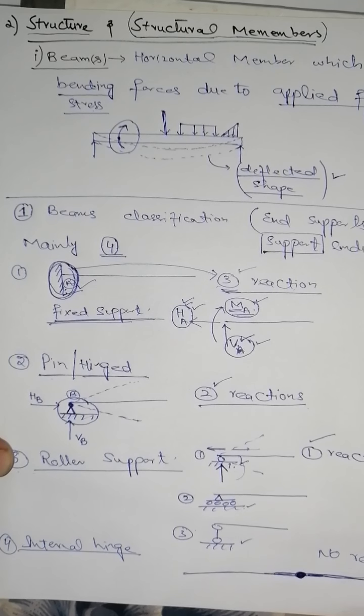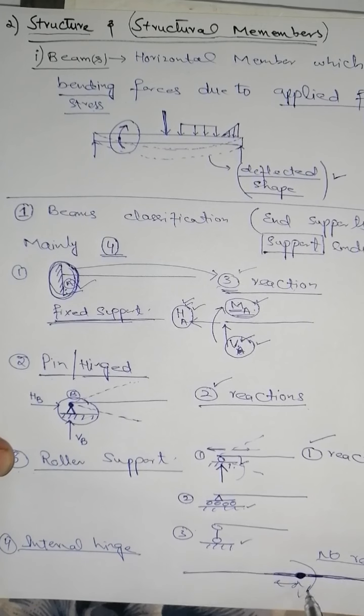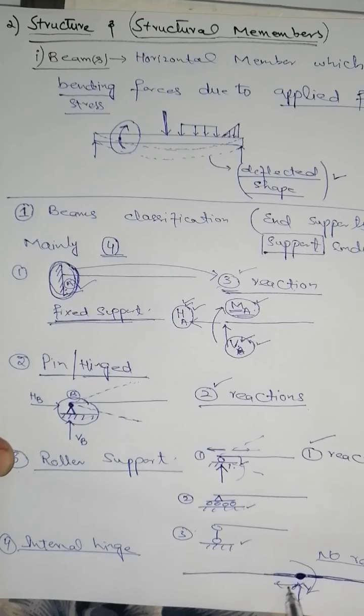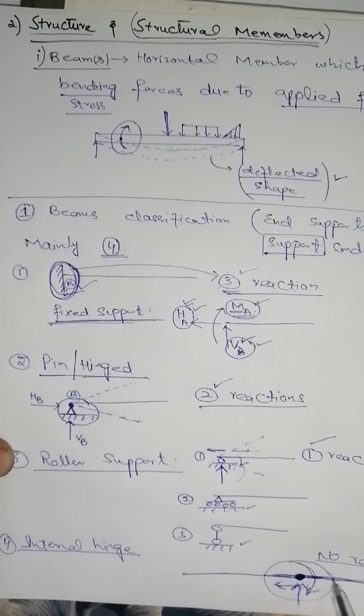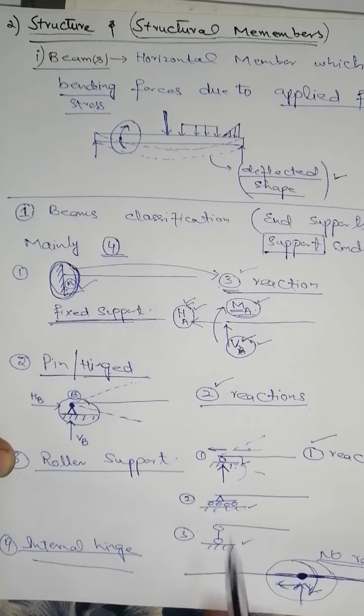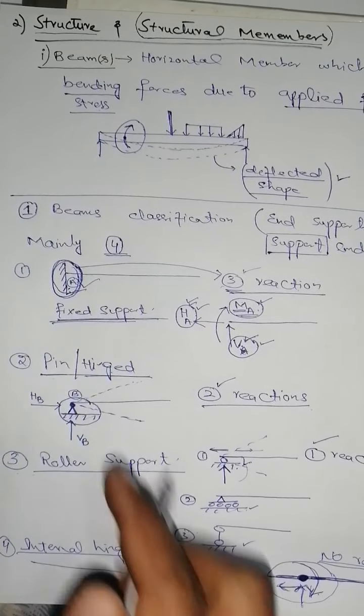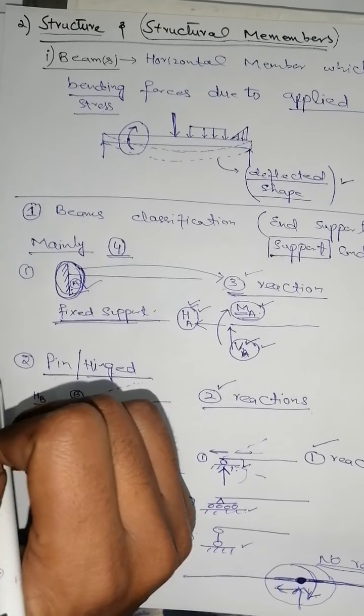It can rotate, it can move horizontally, it can move vertically. So there is no restriction for vertical movement, for horizontal movement, and for bending movement. So there is no restriction, then there is no reaction for an internal hinge. So these are four types of supports which are mainly used in civil engineering structures.